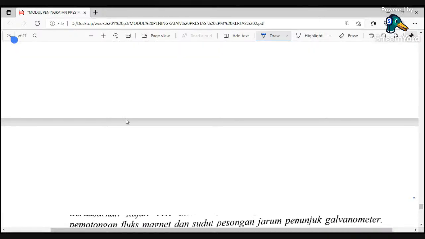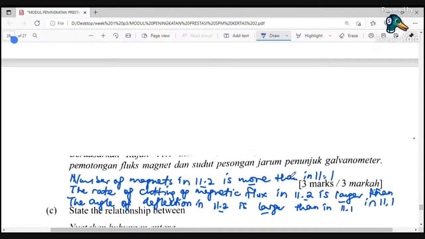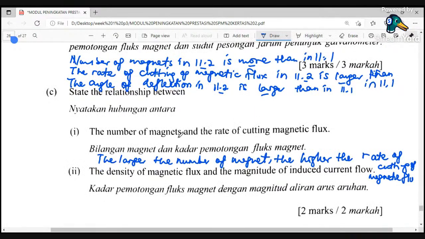Tulis macam ni, jangan tulis directly proportional dan sebagainya. Tulis macam ni, macam ni tulis hypothesis. The larger the number of magnet, the higher the rate of cutting of magnetic flux. Density of magnetic flux and magnitude of induced current. Ini density is rate, rate of cutting. Soalan dah salah. Ini kadar pemotongan flux, maksudnya the rate of cutting and magnitude of current.